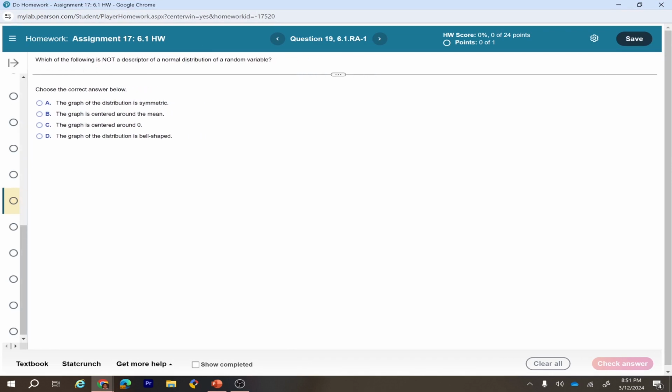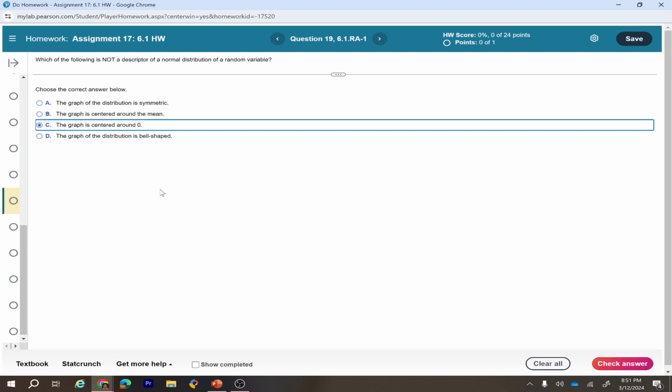Which of the following is not a descriptor of a normal distribution of a random variable? The graph of the distribution is symmetric, that's right. The graph is centered around the mean, that's right. The graph is centered around 0. That's not part of the normal distribution. It's supposed to be part of a standard normal distribution. That's the difference.